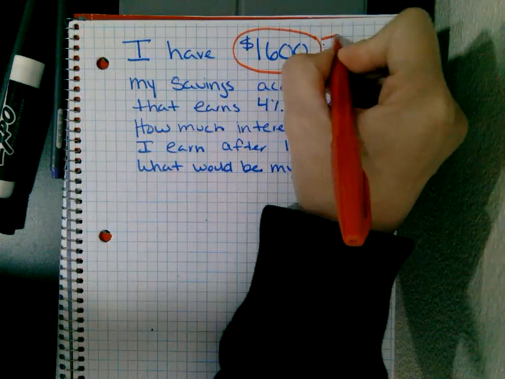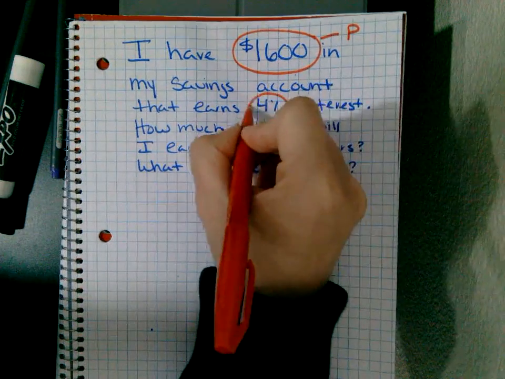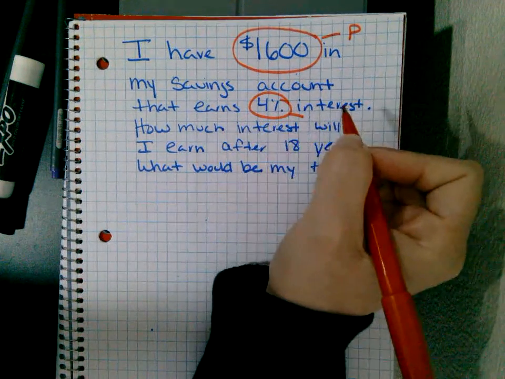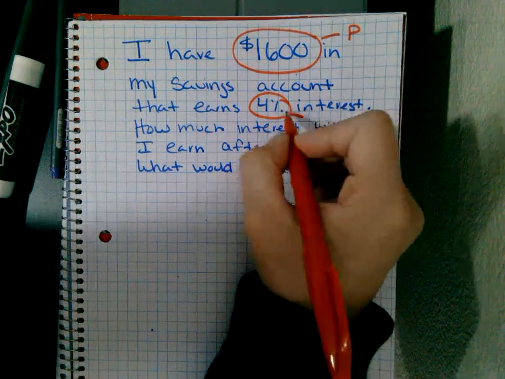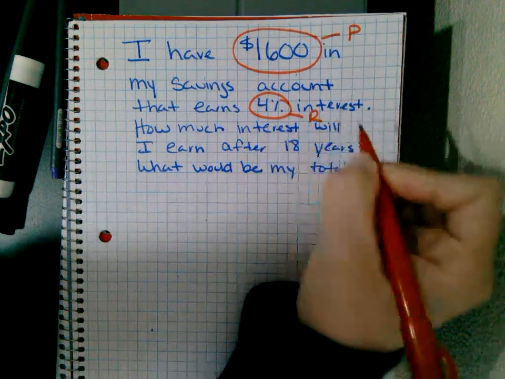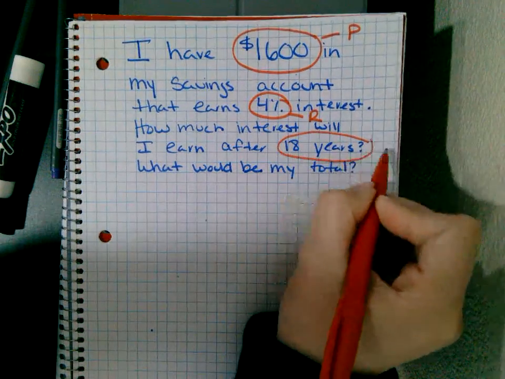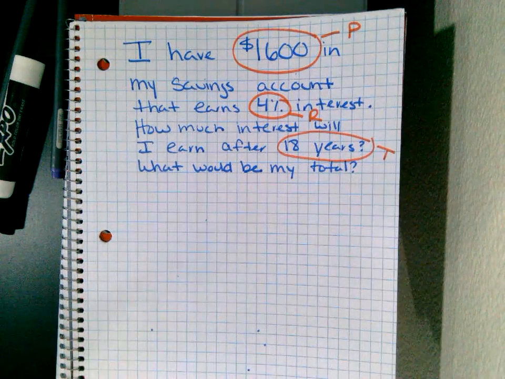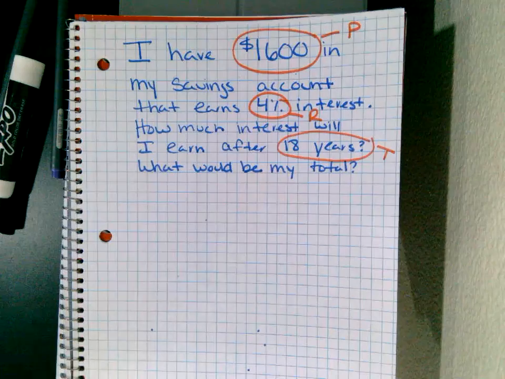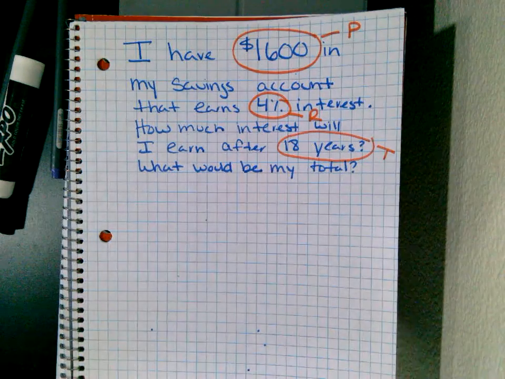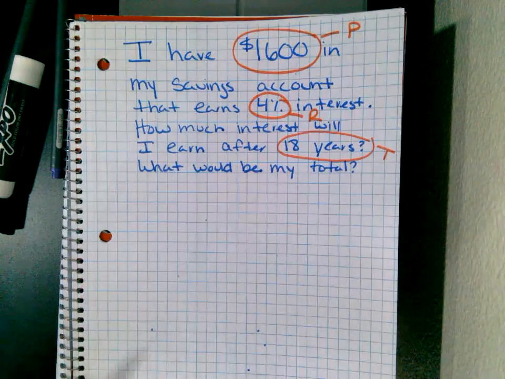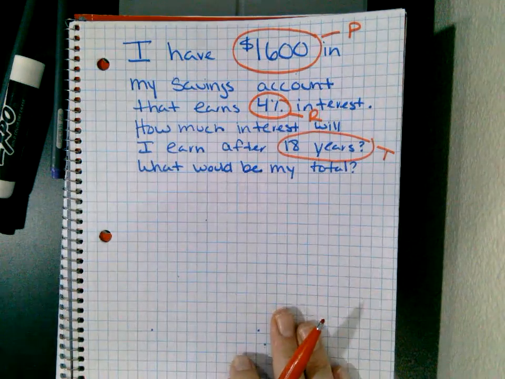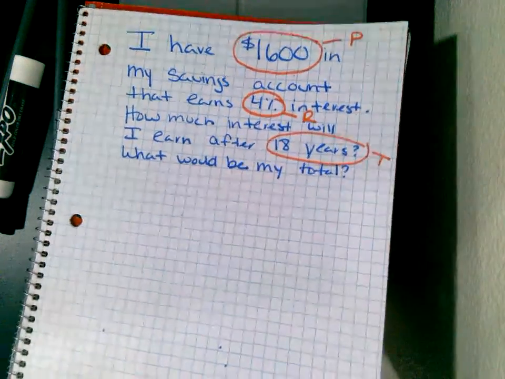So $1,600 is your principal. 4% is your rate, and 18 years is your time. I mean, sometimes you do earn 10 cents. You're just like, wow, 10 cents. I picked up a quarter the other week, so that's more than my bank.